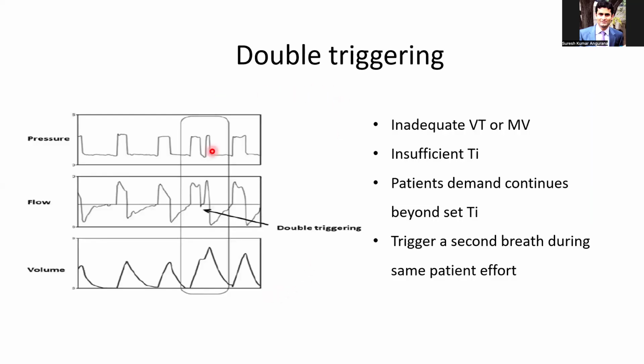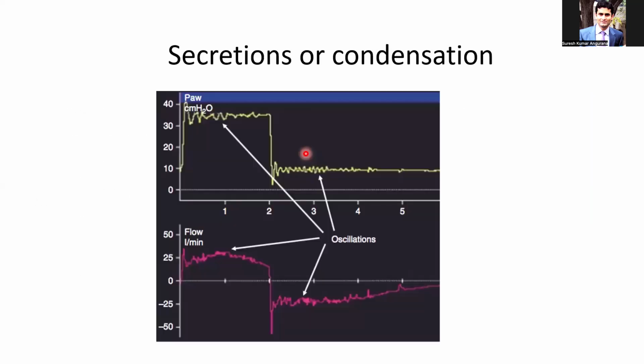So if this inadequate flow or flow asynchrony increases further, then the patient may take a second breath during the same breath which he had initiated. So this is double triggering, which is again due to insufficient flow. If there are secretions or condensation in the circuit, then you can see multiple serrations or a sawtooth appearance of the expiratory and inspiratory part of the pressure and flow time scalar.